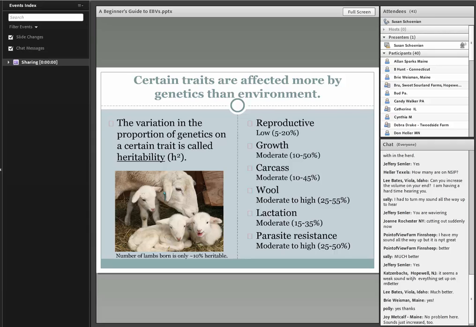EBVs are actually most powerful for the traits that are very difficult to measure and have low heritabilities, such as the reproductive traits. It's very hard to select for the reproductive traits on a farm. We don't select for them at all in our buck and ram tests. EBVs are really the only way to identify the sires that produce the best females for breeding.